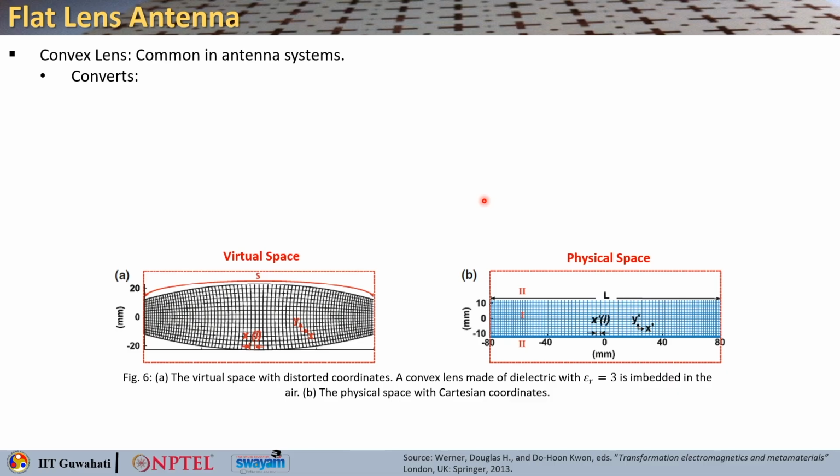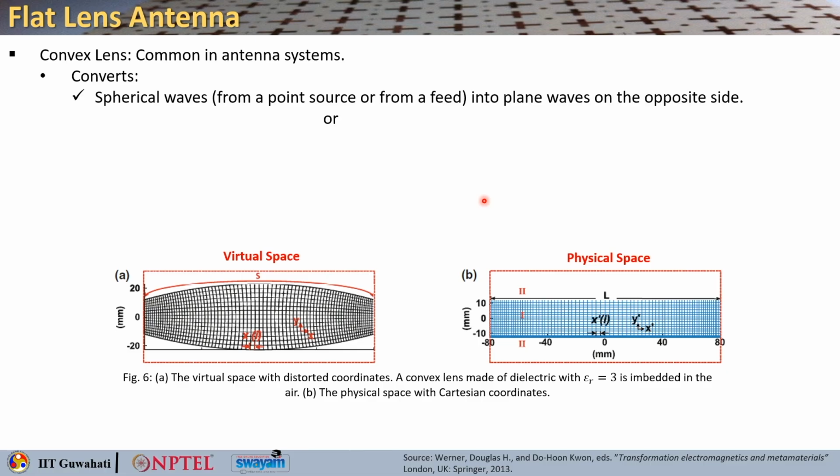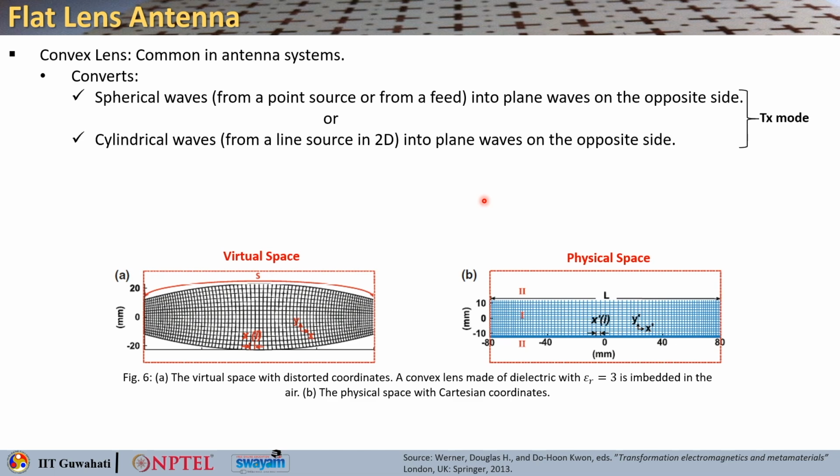Next we look into the next design, which is a flat lens antenna. Typically you will see the convex lens is very common in antenna systems. It can convert spherical waves coming from a point source or a feed into plane waves on the opposite side, or cylindrical waves coming from a line source in 2D can be converted into plane waves on the opposite side for the transmitter module. Or you can also use this kind of lens for incoming plane waves to be focused at a point on the receiver side.